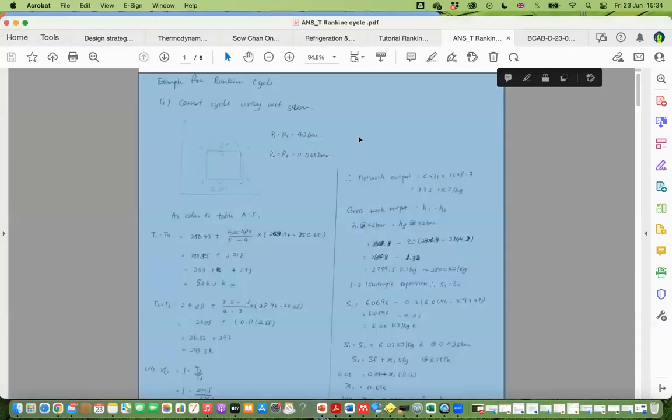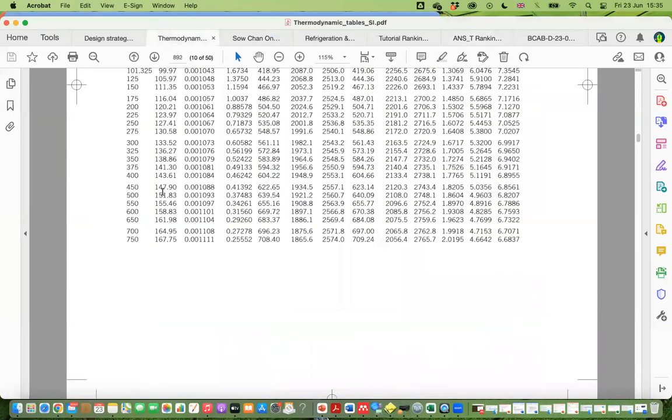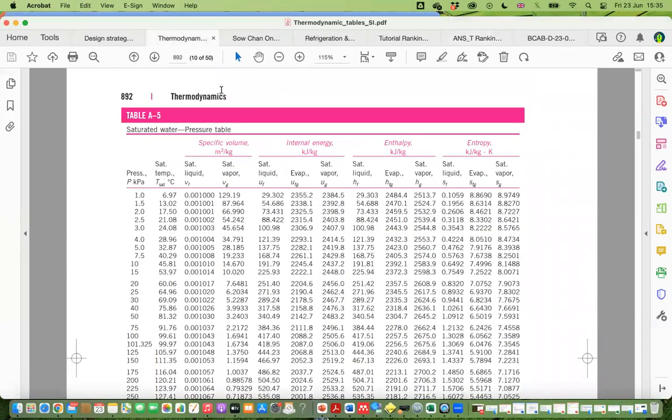So in the class I have discussed, but some of you said the slide is a bit too far and not clear for you. So I'm going to repeat one more time. Hopefully it will be much clearer for you. So for this Rankine cycle, you need to prepare the steam tables A5, A4.